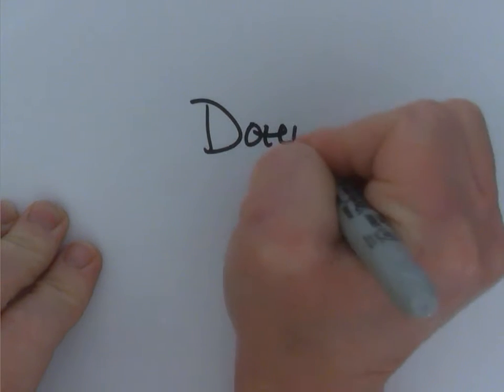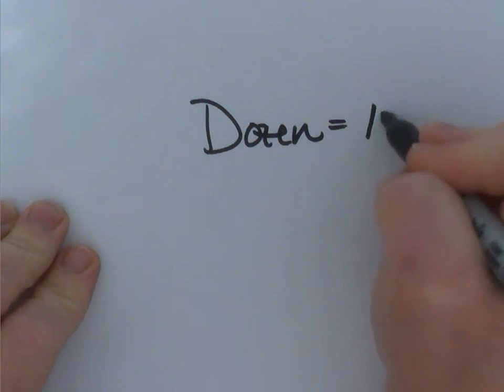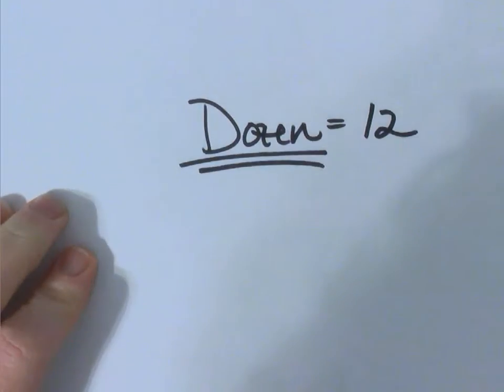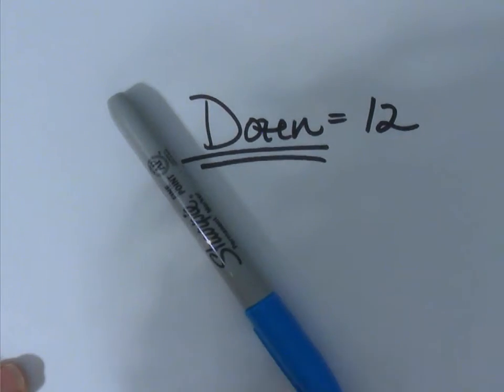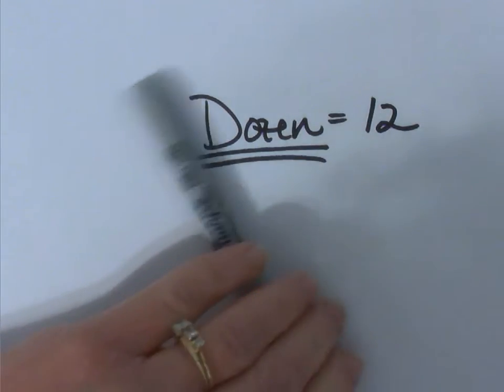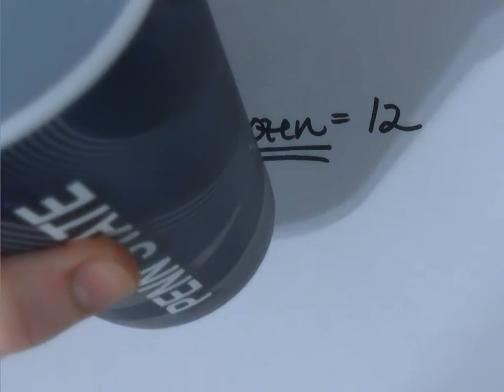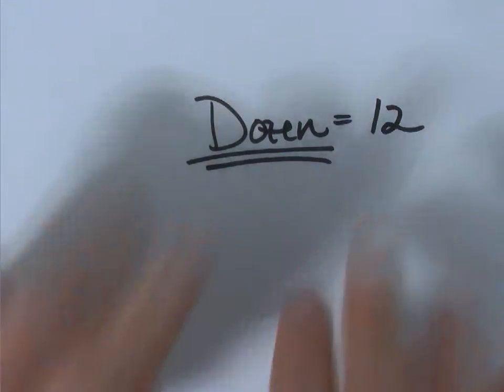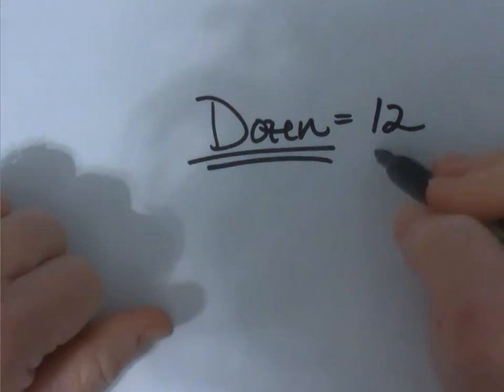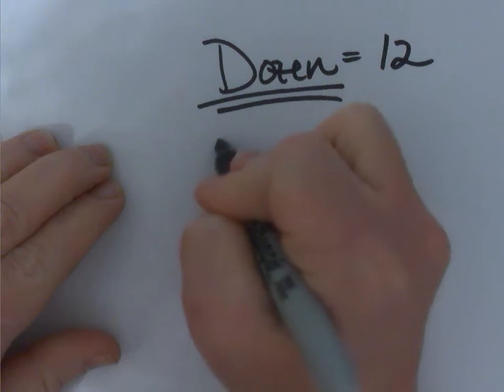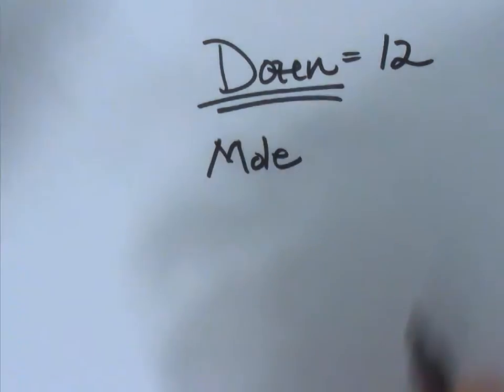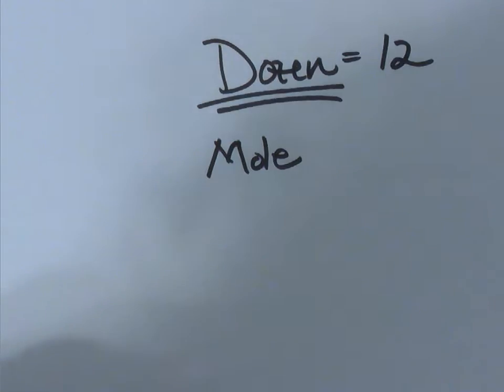We are familiar with a dozen. A dozen means 12. And you can have a dozen of anything. A dozen Sharpie markers, then you have 12 Sharpie markers. A dozen cups, then you have 12 cups. We could have a dozen fingers, and then we have 12 fingers. So we can have a dozen of anything. Well, you can have a mole of anything. A mole of Sharpie markers, a mole of plastic cups.